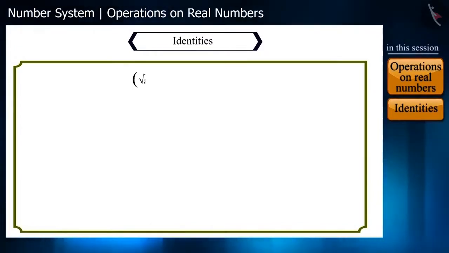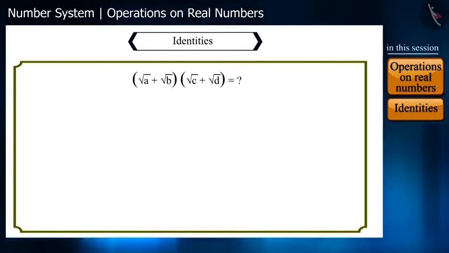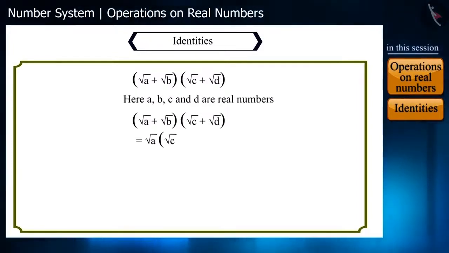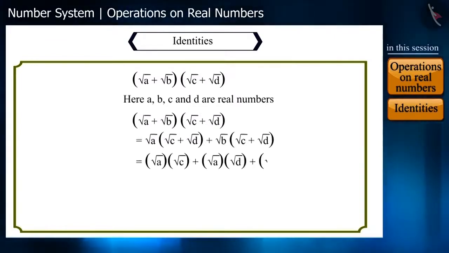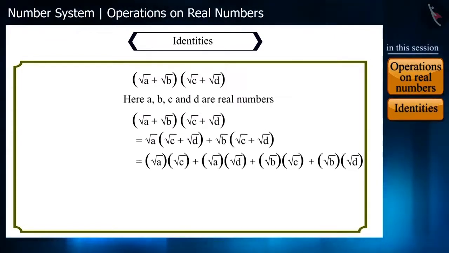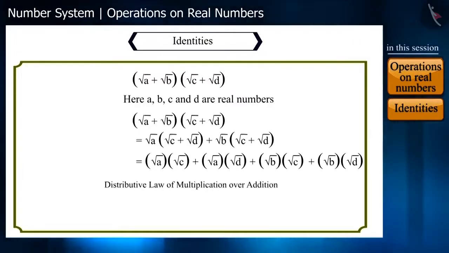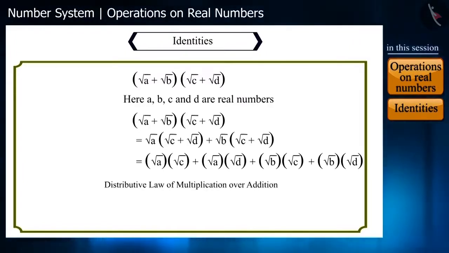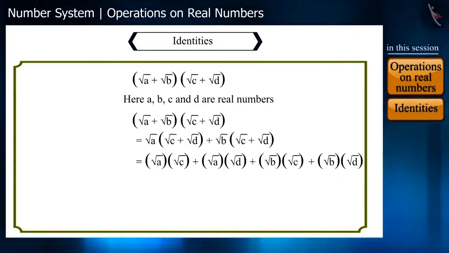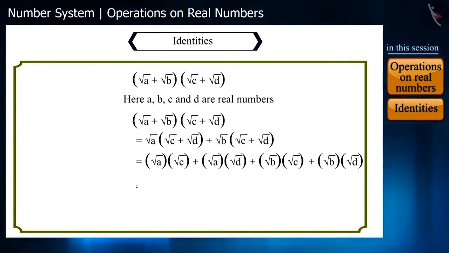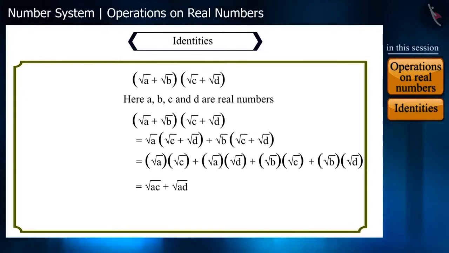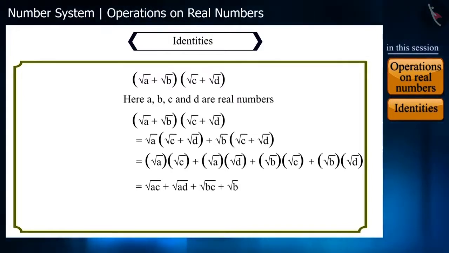Now, suppose if the numbers are this way, root a plus root b, root c plus root d, then what will we do? Let us also simplify this and see what we get. Here we will simplify just like how we open the bracket for any multiplication operation and then add the terms. Or say we will use the distributive law of multiplication over addition. Now we will get root AC plus root AD plus root BC plus root BD.